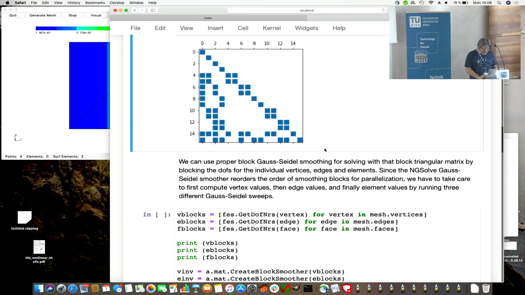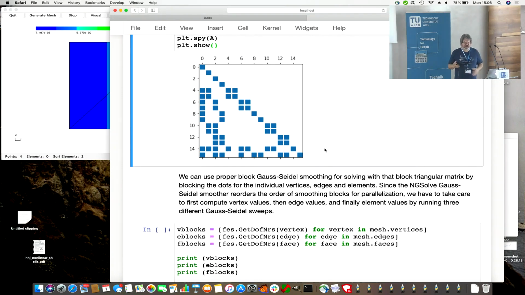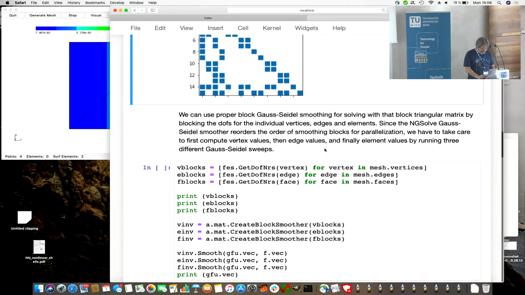The catch is, if we give smoothing blocks to the Gauss-Seidel, then this runs in parallel, it does reordering of the smoothing blocks, and it does not respect our triangular structure of the matrix. So we have to do this smoothing in 3 steps.